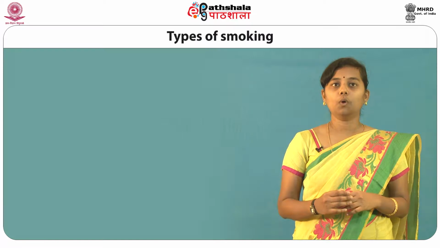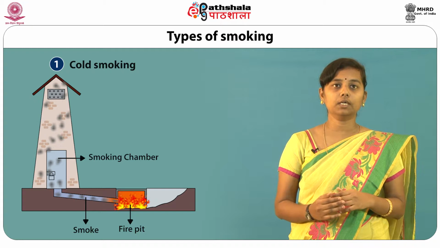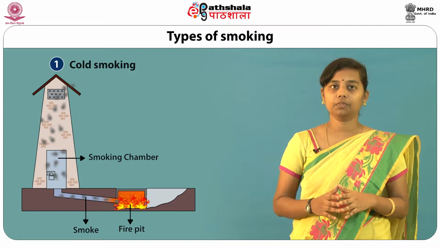Now, we'll discuss the types of smoking. First is cold smoking. Cold smoking is an old process in which the smoke is passed through pipes to the meat, which is kept in a separate chamber. The smoke gets cooled while passing through the pipe before it reaches the meat.